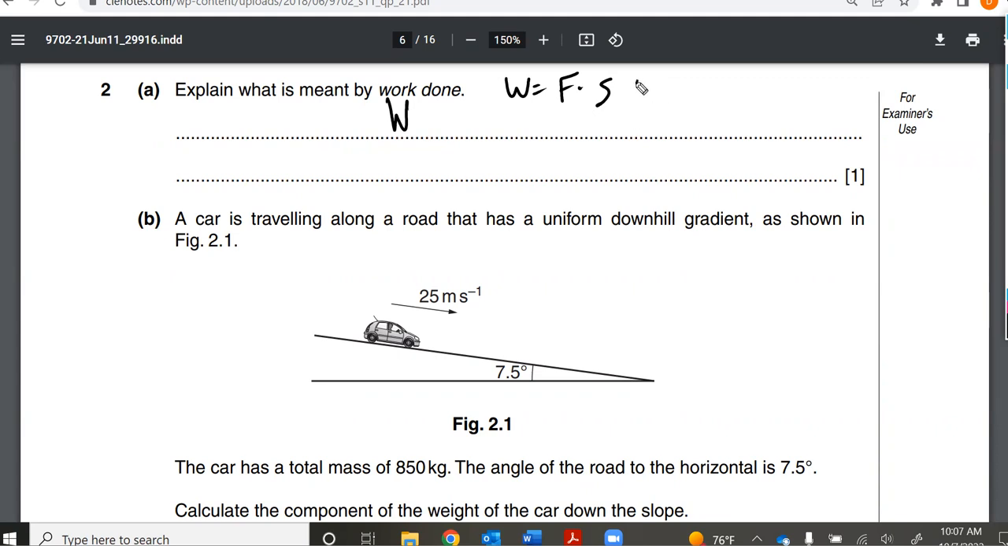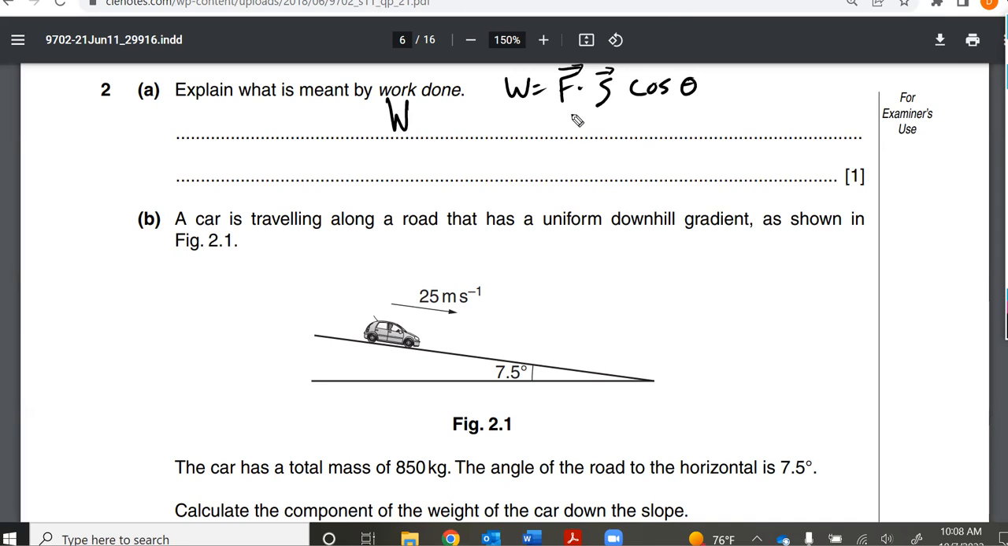Moreover, it's important to remember that the full form of this equation is force times displacement times cosine theta, where theta is the angle between these two vectors. So it's a scalar product, or a dot product, where work is a scalar, but we're multiplying two vectors to get it. And this basically means that only the component of force acting in the direction of displacement contributes to the work done. So what is meant by work done?